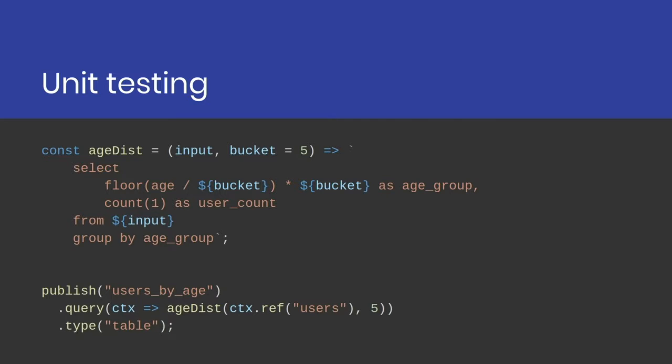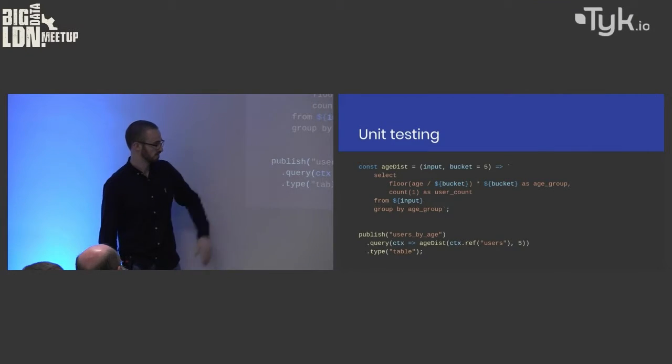This means the nice thing about this is we can change the input. And if you want to write a unit test, you need to change the input to your function. Because we've parameterized it in this way, we can. We could publish our users by age table in the same way we did in the previous example by just invoking this function, passing it a table reference and our 5 bucket parameter.